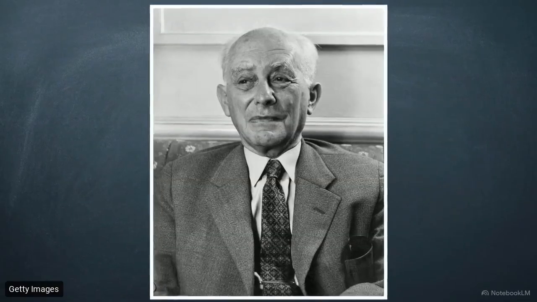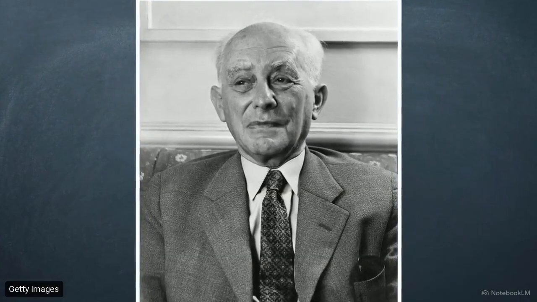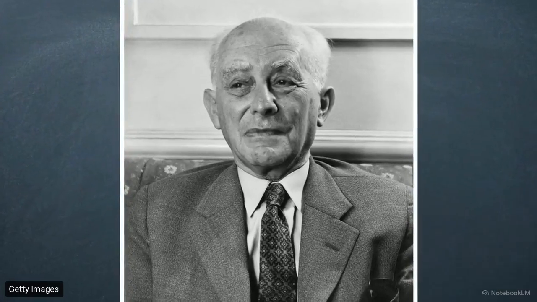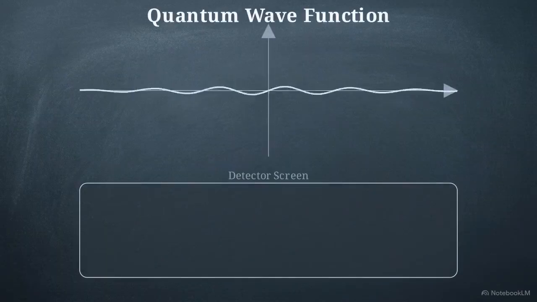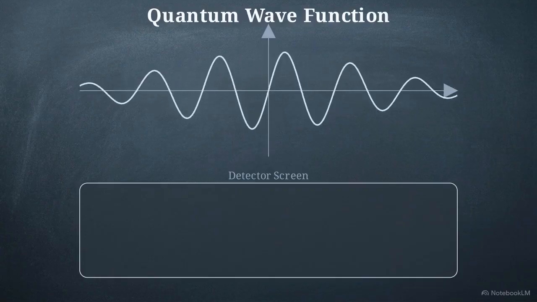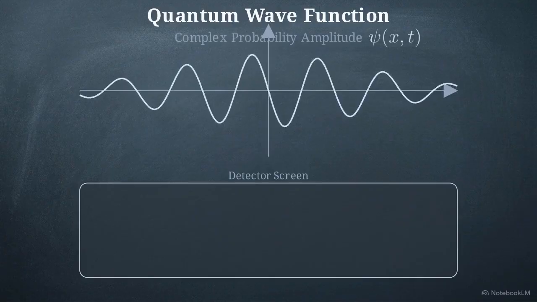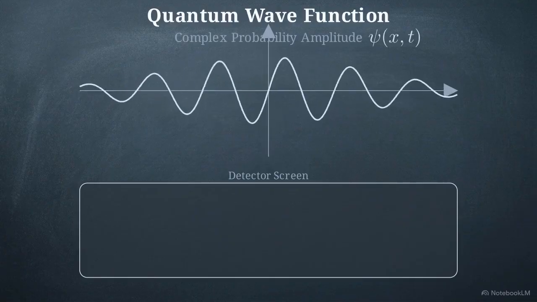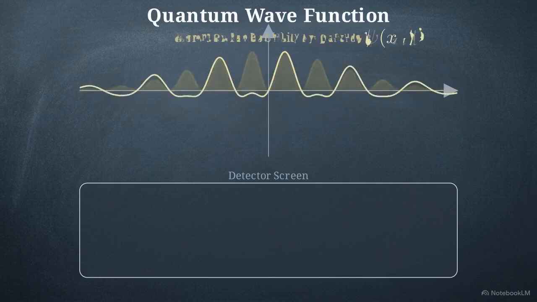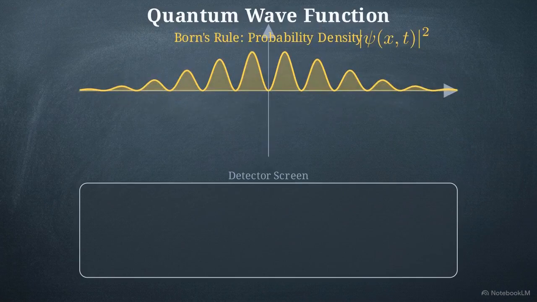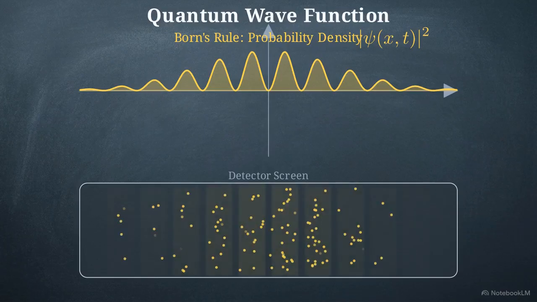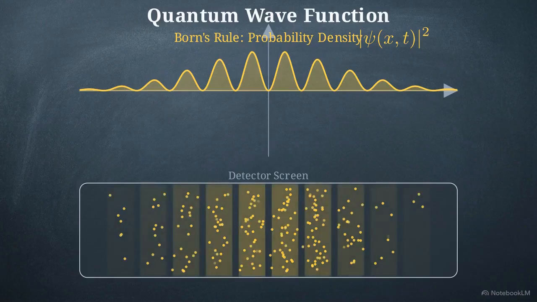In 1926, Max Born proposed that the matter wave is a wave function, a mathematical field whose evolution determines the likelihood of finding a particle in a specific location. This wave function, psi of x, t, is a complex probability amplitude that spreads and interferes smoothly over time. Born's rule states that the squared modulus of this wave function determines the exact probability of where the particle will land. The peaks of the wave correspond to the bright fringes on the detector.